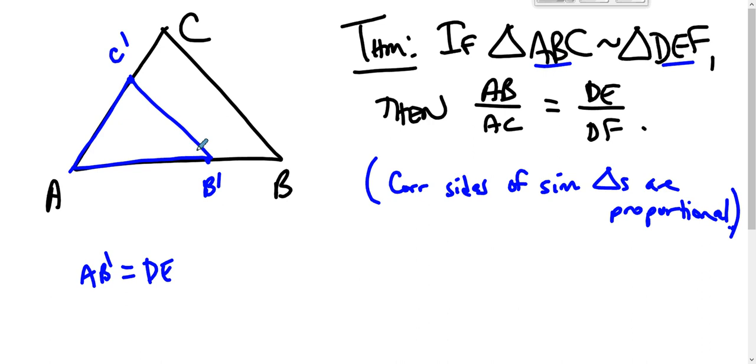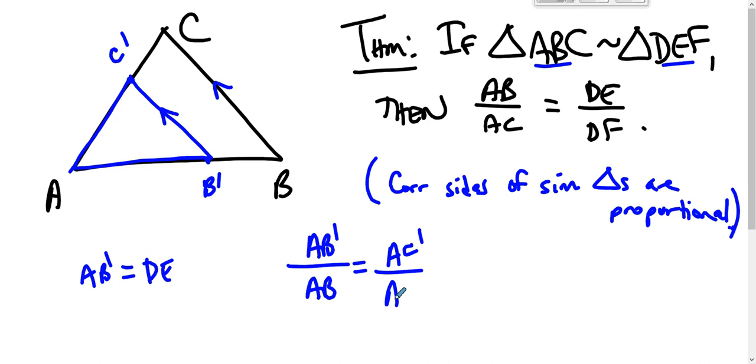Now, because corresponding angles are congruent, we know that this line is parallel to that one, and we've got transversals that hit both of those parallel lines, and so it must be, by the parallel projection theorem, that AB prime over AB equals AC prime over AC. AB prime over AB is AC prime over AC.